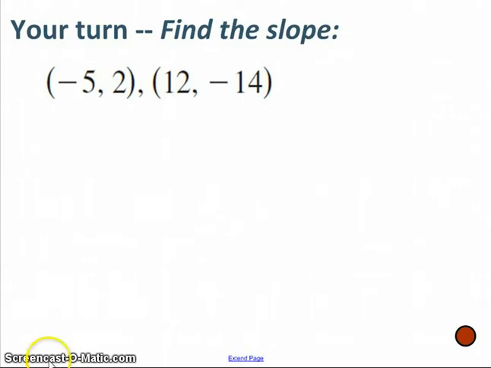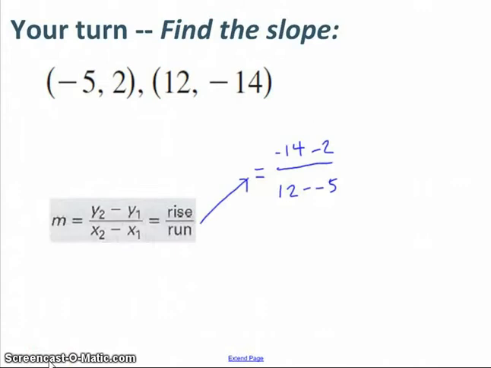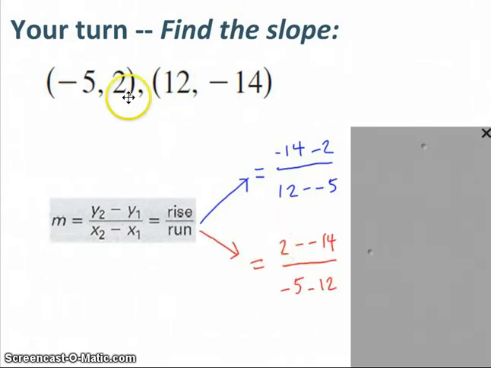Okay, I'm assuming that you've hit the pause button, done the work, and are now ready to see how I worked it out. There are 2 different ways that you could have done this, depending on which you decided was your y2. Classically, and this is the way the textbook would have done it, you would have said negative 14 is y2, so it would be that negative 14 minus the 2. And the bottom would then be 12 minus negative 5, as I've indicated here. Alternatively, you could have put these values out front, and it could have been 2 minus negative 14, as we've indicated here, and in that case, then it would be negative 5 minus 12.